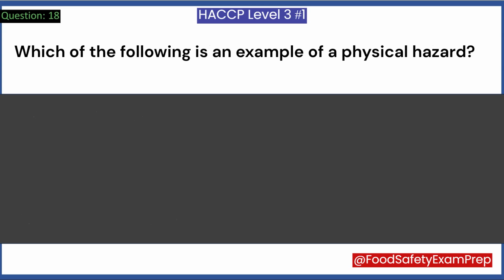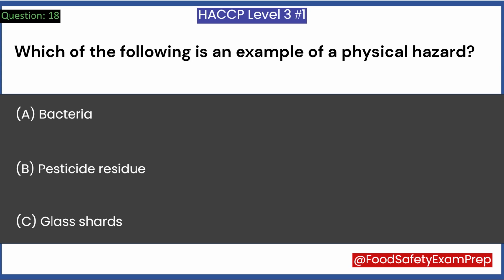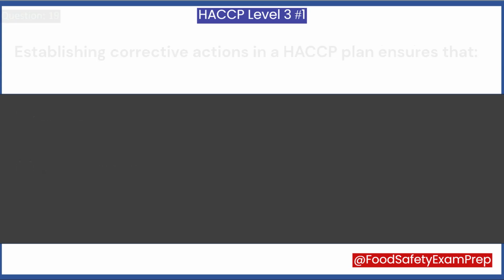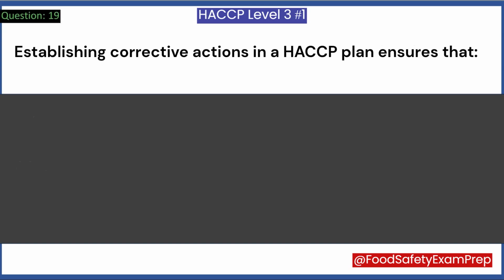Which of the following is an example of a physical hazard? A. Bacteria. B. Pesticide residue. C. Glass shards. Answer: C. Glass shards.